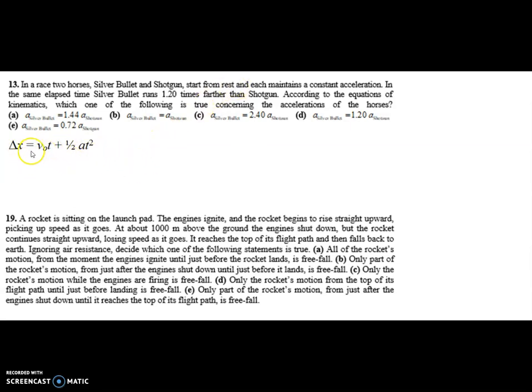And since they both start from rest, again, v0 is 0, anything times 0 is 0, so this reduces to delta x equals half a t squared. Now, the information here tells us that one horse runs 1.2 times farther than the other. That means that delta x is 1.2 times as much. So I'm going to set it up like this. So it's 1.2 times delta x equals 1/2.